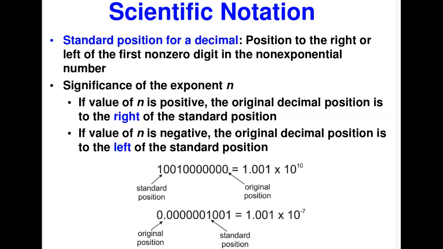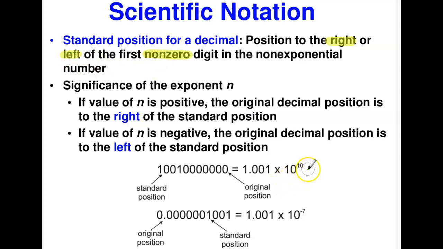So if you look at this, as I said earlier, the standard position is either to the right or to the left of the first non-zero number that is encountered. It has to be a non-zero number, and then we have to look for the standard position. The standard position can be to the right or to the left. Now, let's look at the example I had previously.